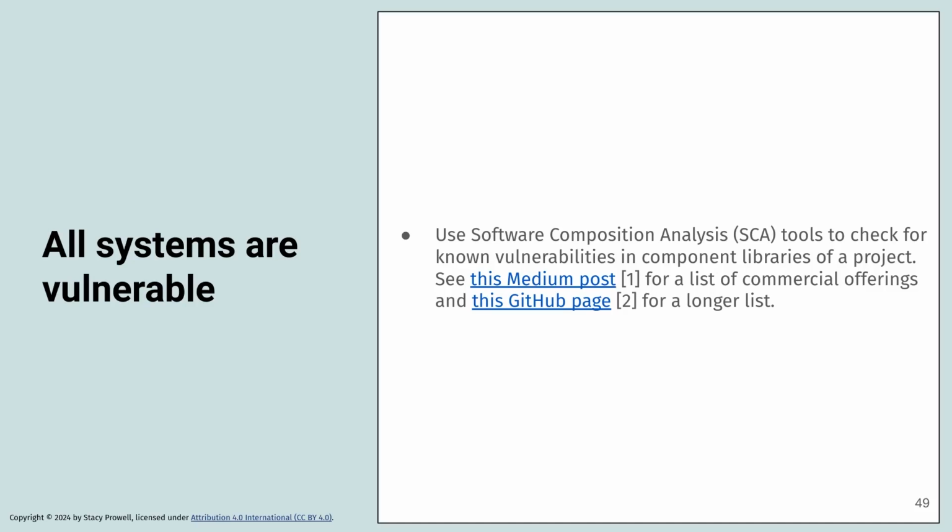All systems are vulnerable, so you should use tools to help you out. This is going to be a very tool-heavy series of slides. Software composition analysis tools check for known vulnerabilities in component libraries of your project. And I've linked to a Medium post and to a GitHub page for lists of these. They're not comprehensive. The one that I use for Rust is Rust Audit, which is not in either one of these lists. So there are plenty of them out there. Go find the one that's relevant to the kind of software you're developing.